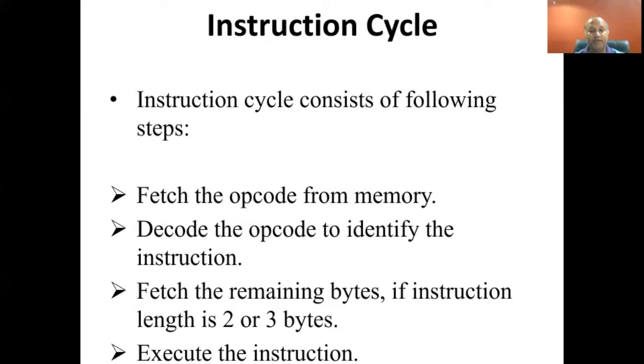Now, what is an instruction cycle? Instruction cycle consists of following steps: fetch the opcode from memory, decode the opcode to identify the instruction, fetch the remaining bytes if instruction length is 2 or 3 bytes, and execute the instruction. So the instruction cycle consists of the T states as we have studied in the timing diagrams.